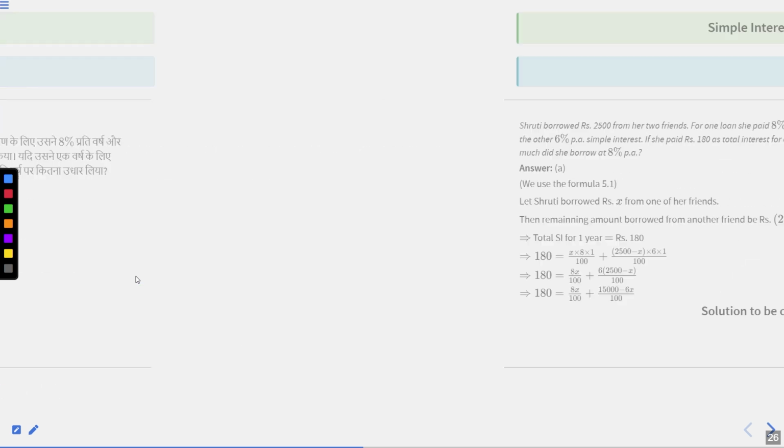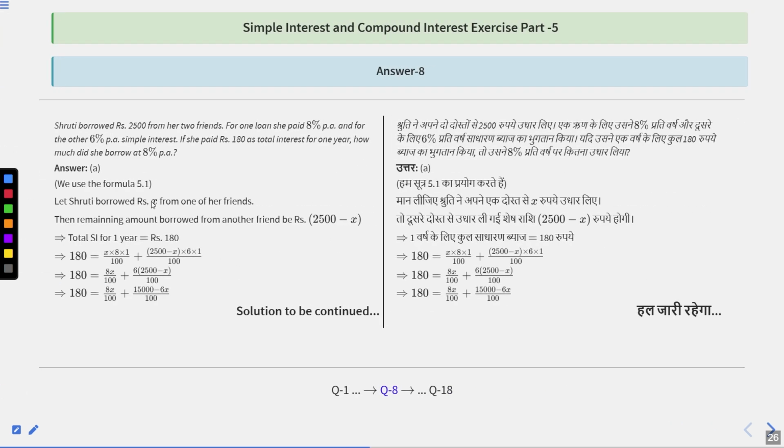Time's up. Let's see the solution. Let Shruti borrow X rupees from one of her friends. So the remaining amount borrowed from the other friend is 2500 minus X. The total simple interest for 1 year is 180. So we can say that 180 equals X into 8 into 1 upon 100, plus 2500 minus X into 6 into 1 upon 100.